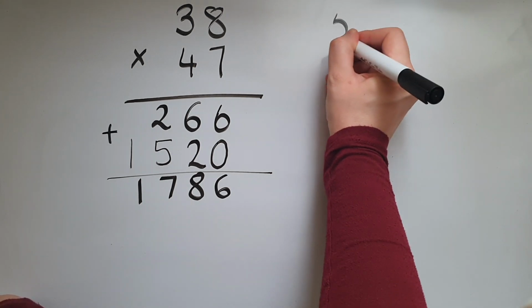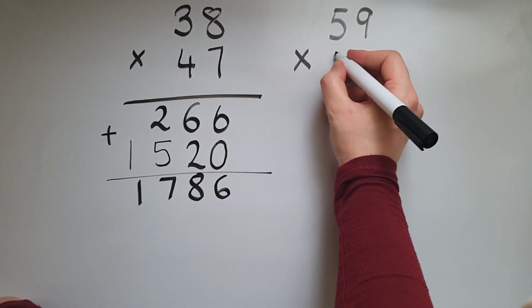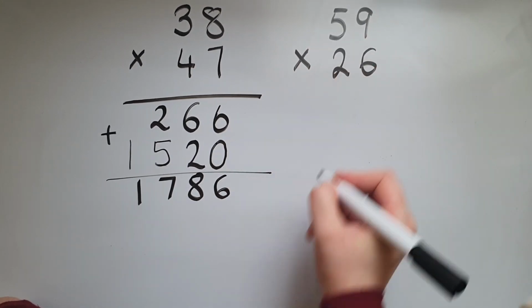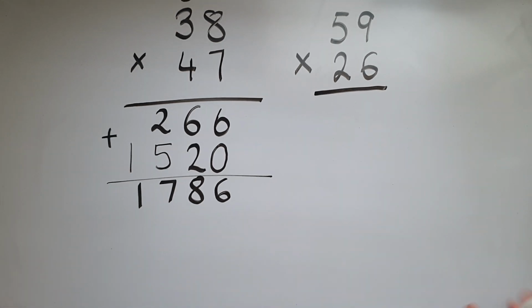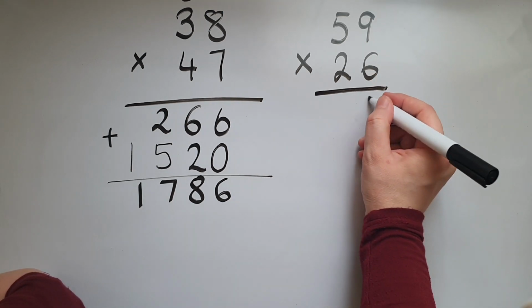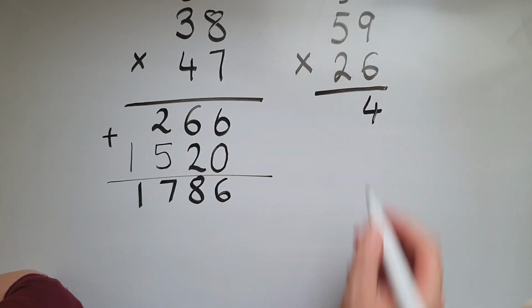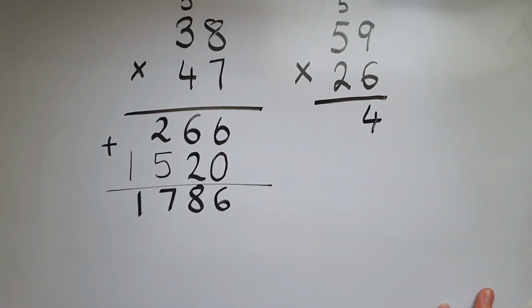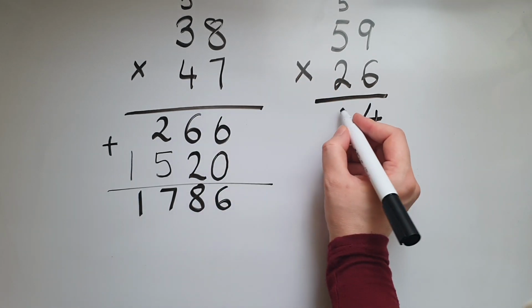So 59 times 26. So 6 times 9 is 54. So 4 down and 5 carried over. 6 times 5 is 30 and the 5 is 35.